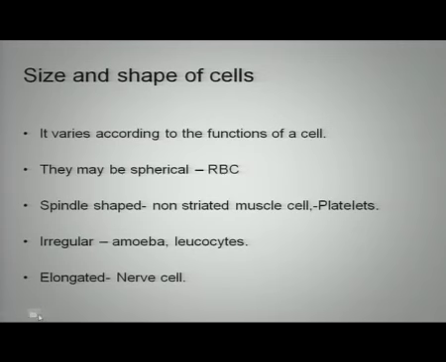Now, regarding the size and shape of the cells, it varies according to the functional status of a cell. They may be spherical, for example, RBC, then spindle shaped, for example, non-striated muscles, as well as platelets, irregular in shape, amoeba and leukocytes, elongated in shape, nerve cells, neurons. Thus the shape and size of the cell depends upon the functional status of the cell.